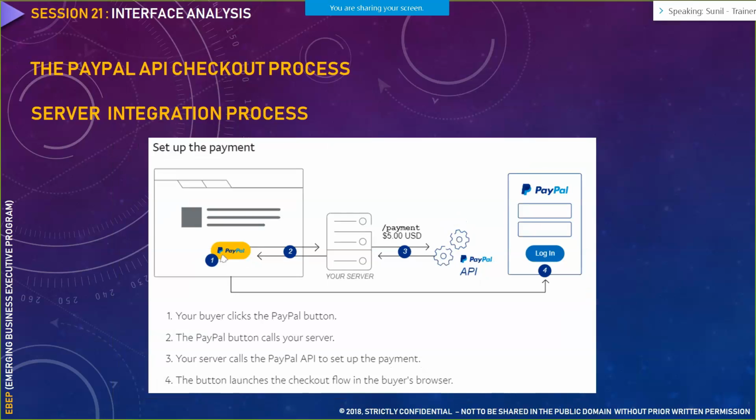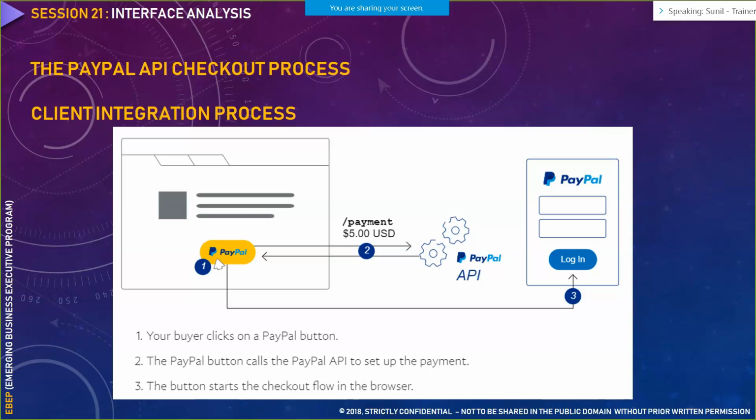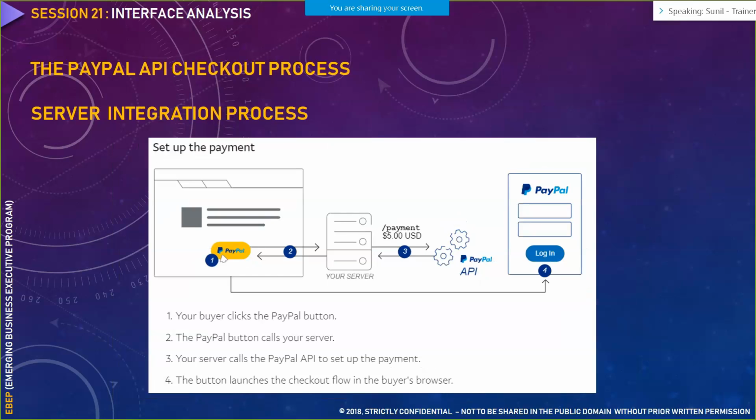Then there is server integration process, wherein your buyer clicks the PayPal button. The PayPal button calls the server. Your server calls the PayPal API to set up the payment, and the button launches the checkout flow in the buyer's browser window, which essentially deals with calling your PayPal server, wherein the PayPal server actually comes in place. So these are the two sorts of integration that you could make. This is just an example of the PayPal process.